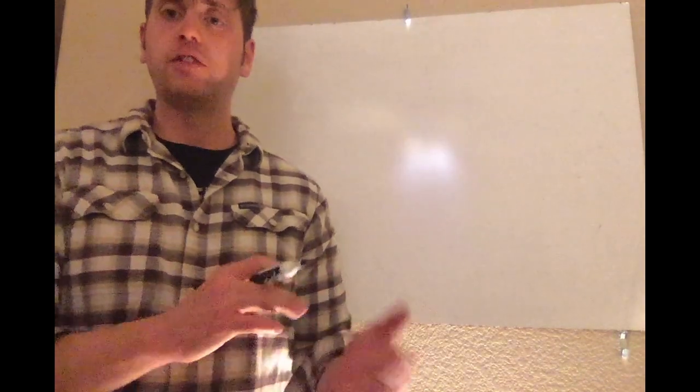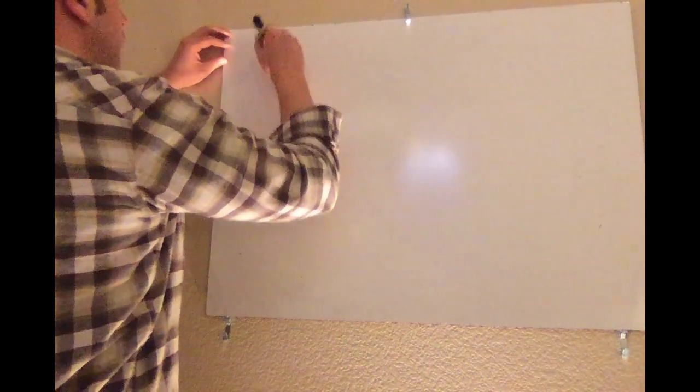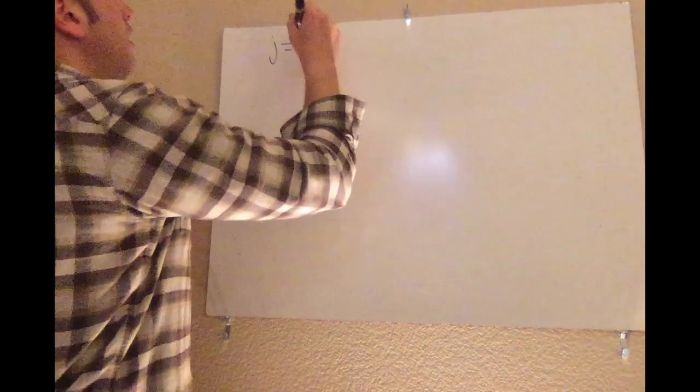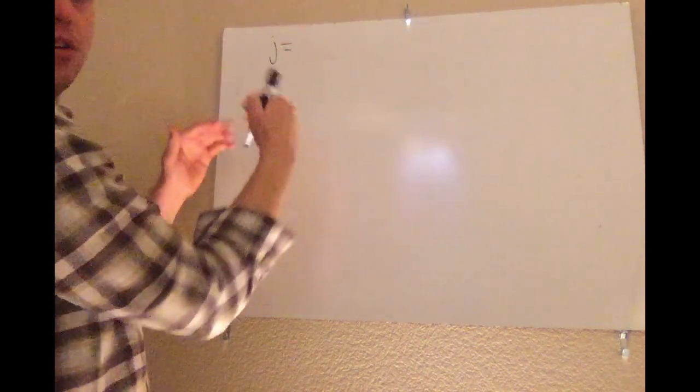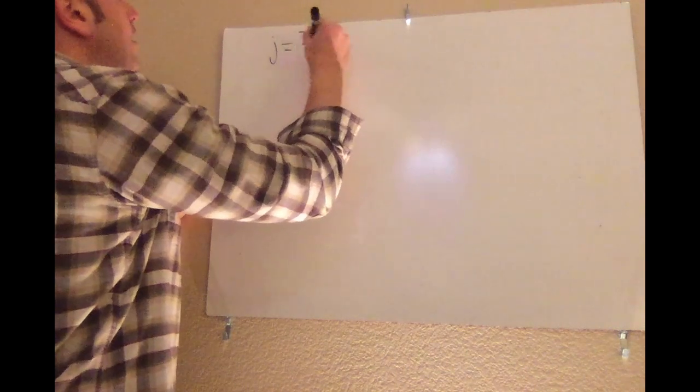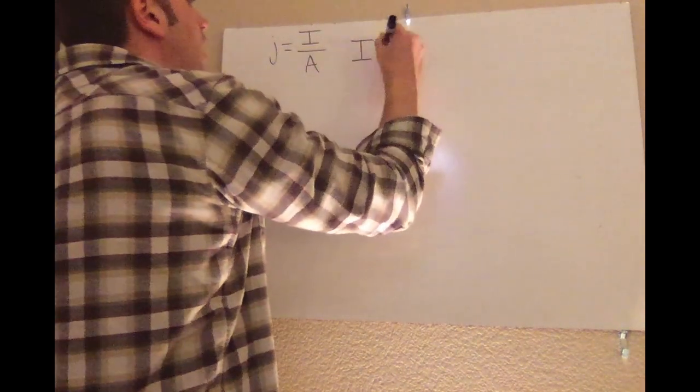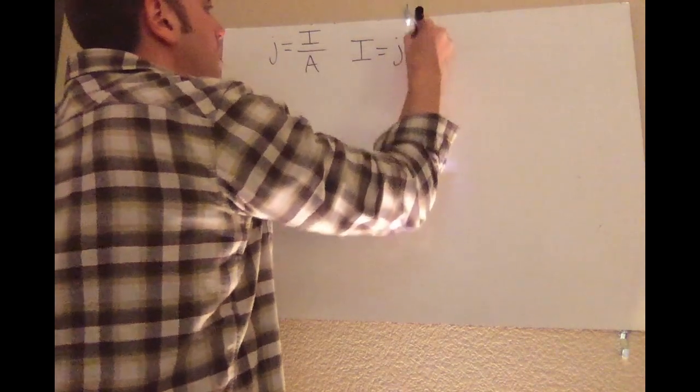Okay, so our first move here is to find the current that's going through the wire. What we're given is the current density. So let's just remind ourselves what current density is. It's given by the variable J. It's the current per unit area. So it's I divided by A. Meaning if I want to know what the current is, I is equal to J times A.